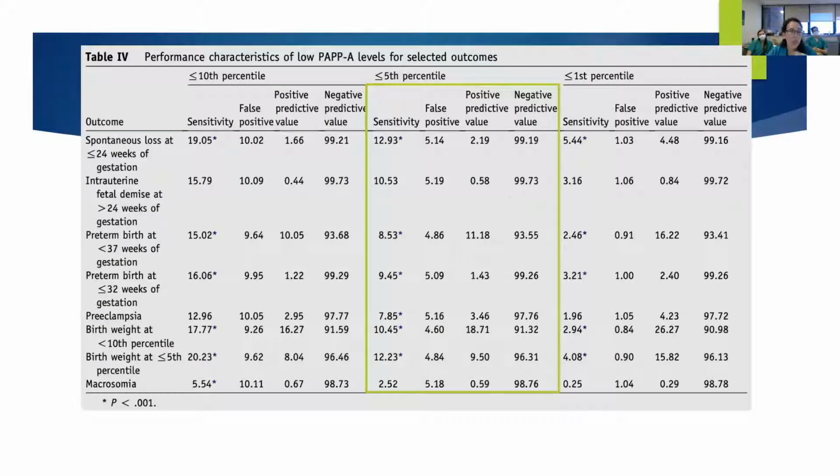This is an important table that shows the performance characteristics of the low PAPA. So these are the outcomes that I just mentioned, and you can see that PAPA has a low sensitivity and a low positive predictive value.